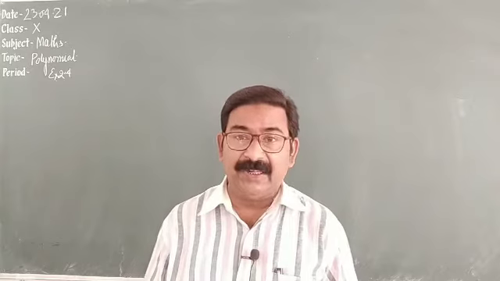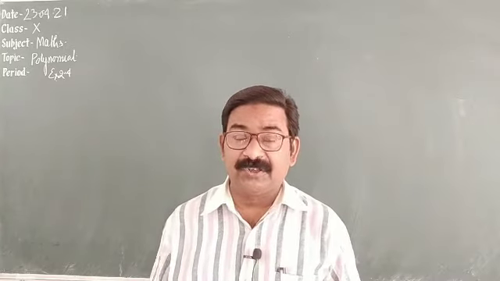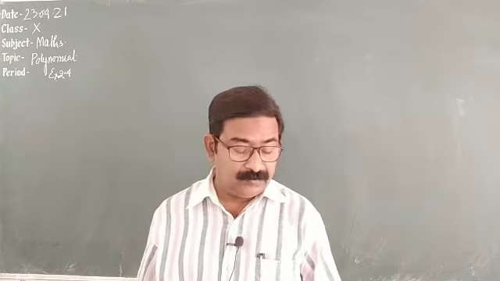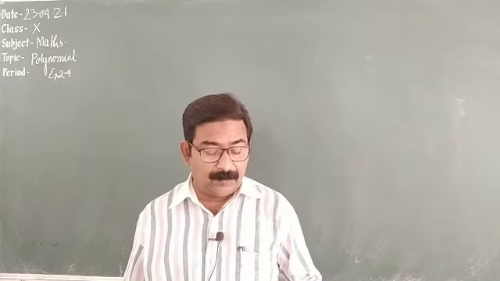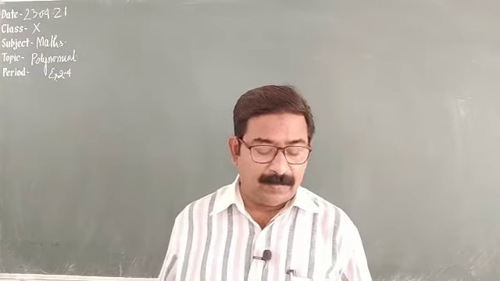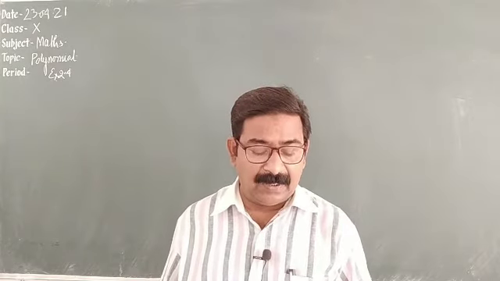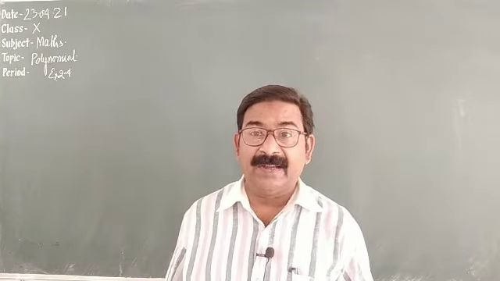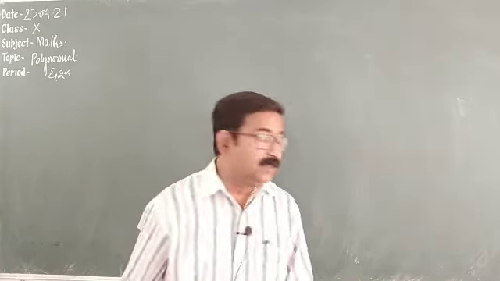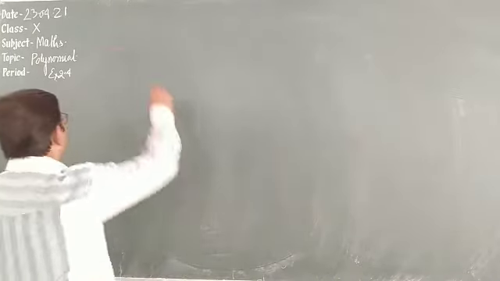Question number 3 is a very interesting question. I am reading the question. See it. If the zeros of the polynomial x cube minus 3x square plus x plus 1 are a minus b, a and a plus b, then find a and b. This is question number 3 of exercise 2.4.